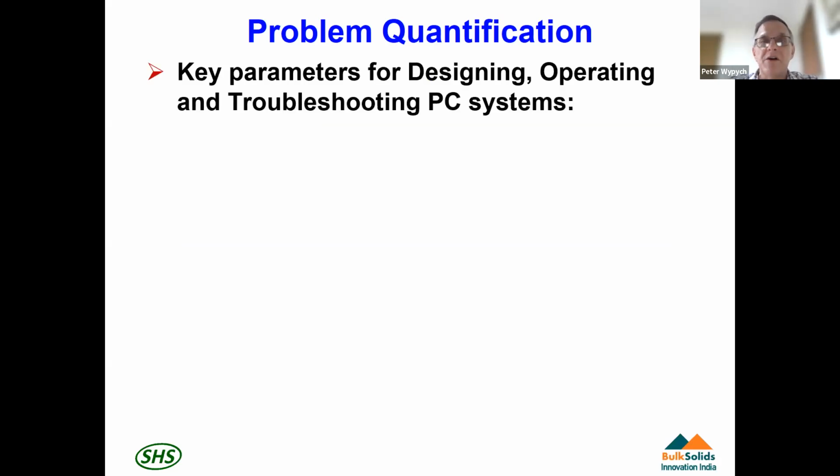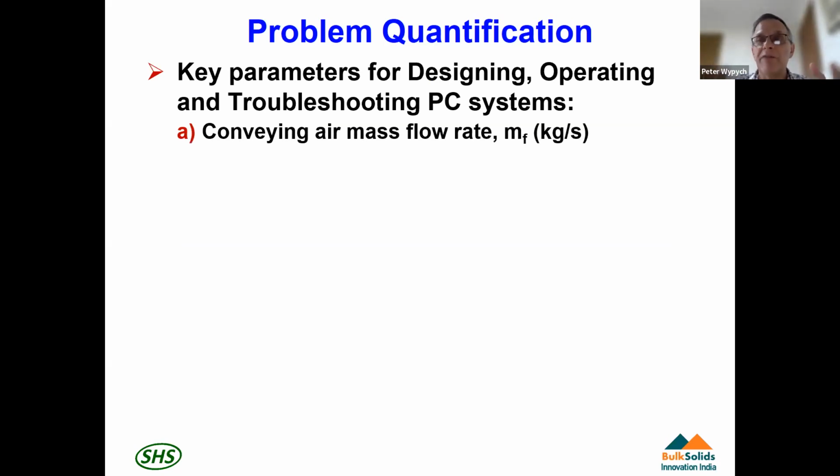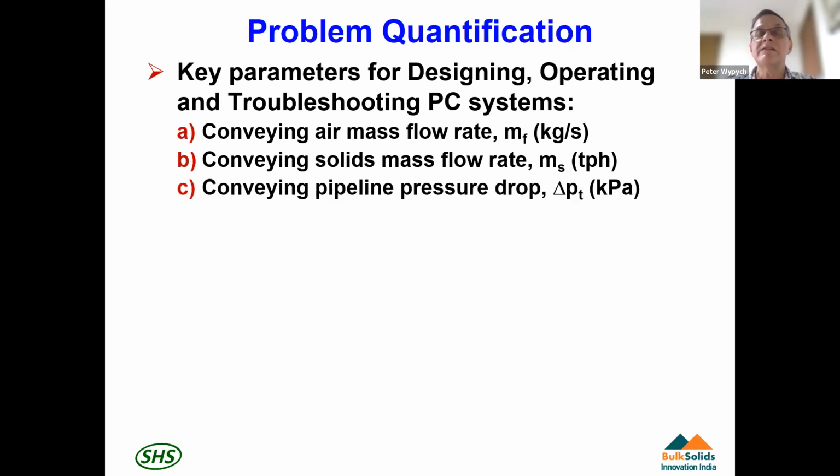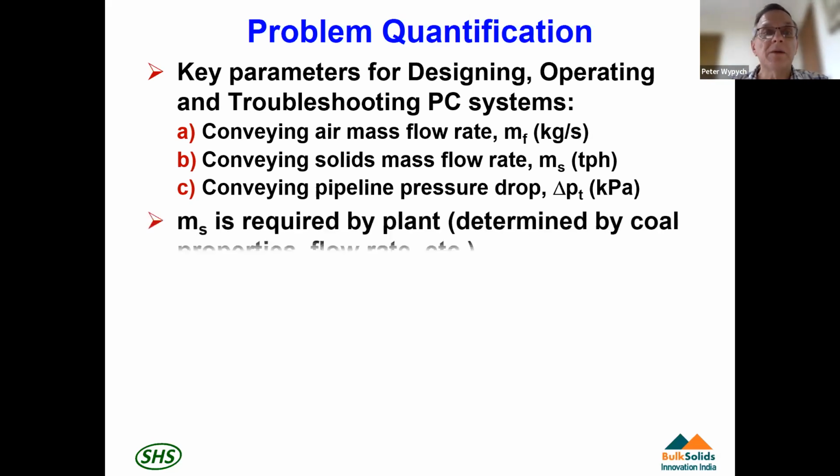So the key parameters for designing and operating and troubleshooting systems, I'll run through this fairly quickly. So we've firstly got the conveying air mass flow rate, and so that's m_a, mass flow rate of air, kilos per second. This conveying solids mass flow rate through the pipeline. All right, so we're talking about pneumatic conveying through a pipeline. That's related to system capacity. But here I want to identify what m_s is, and that's the product flow through the actual pipeline in tons per hour. And then there's the conveying pipeline pressure drop across the entire pipeline, delta P_T in kilopascals.